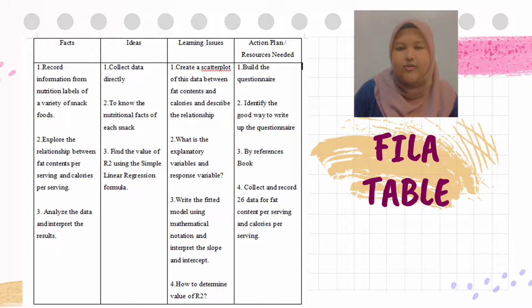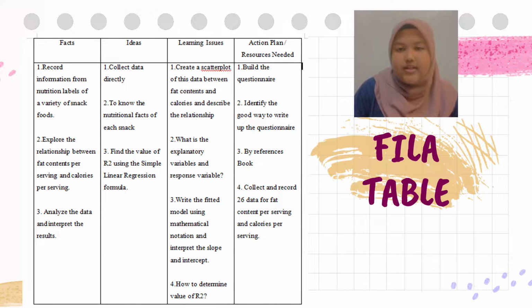For the learning issues, first, create a scatter plot of this data between fat content and calories and describe the relationship. Second, what are the explanatory variable and response variable? Third, write the fitted model using mathematical notation and interpret the slope and intercept. Fourth, how to determine the value of R2.